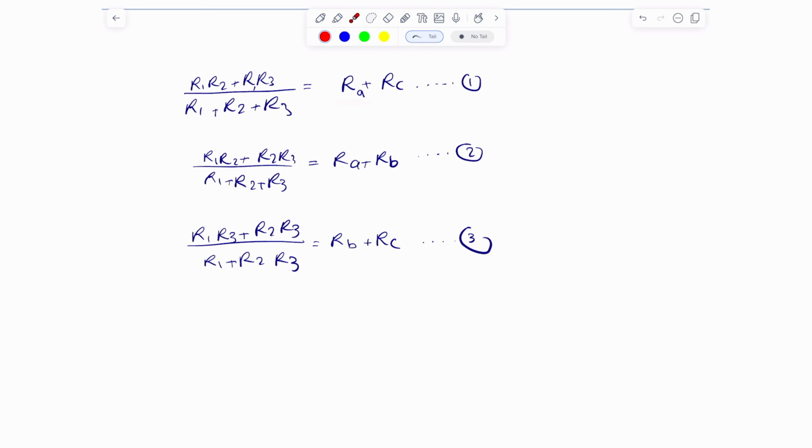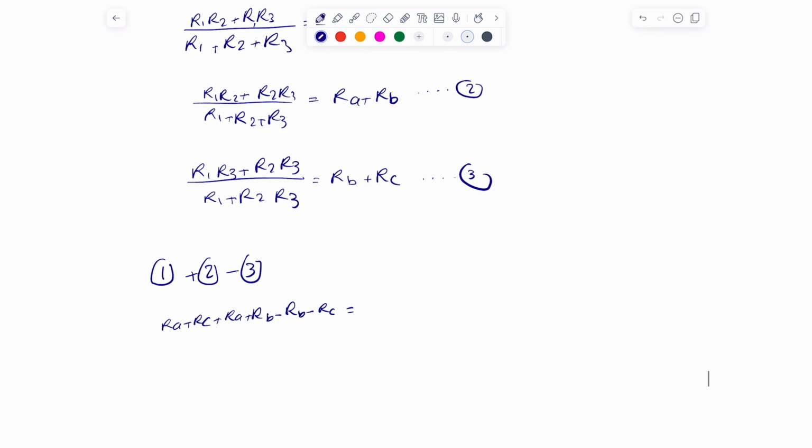So what we can do is say, all right, let's do 1 plus 2 minus 3. If I take a look at this side first, because it's simpler, that will give me RA plus RC plus RA plus RB minus RB minus RC equals, and of course if you clean it up a little bit you will see that it's simply 2RA. That's what I'm having, because RB will go with RB, RC will go with RC, and I have 2 RAs.